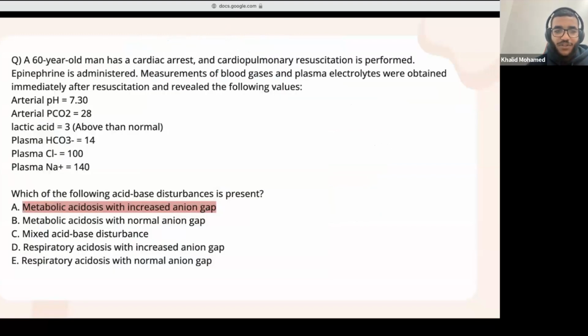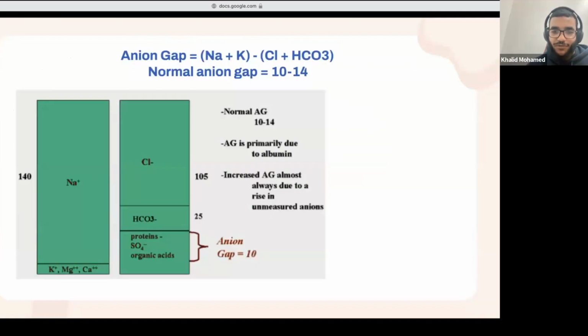So let's calculate it over here. You'll have 140 minus Cl minus plus HCO3, which is 140 minus 140, which is greater than 10 to 14.